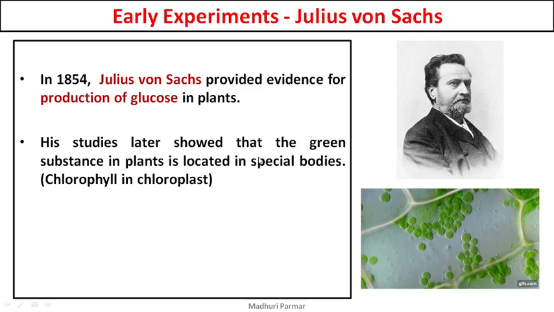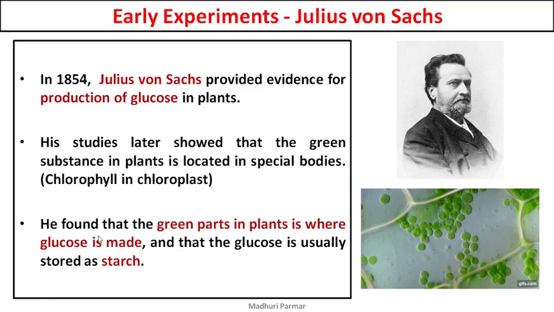So he showed that that green substance was present in some special bodies. These special bodies are nothing but chloroplasts, inside which there is chlorophyll present. Clear? So here you can see this is the whole cell, and inside the cell these are small chloroplasts, inside which the green photosynthetic pigment is present. So he was the one who showed that there are some special bodies inside which this green pigment is stored.